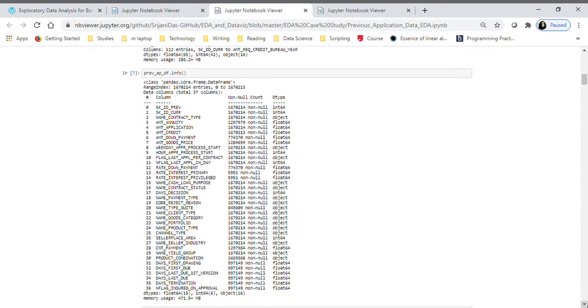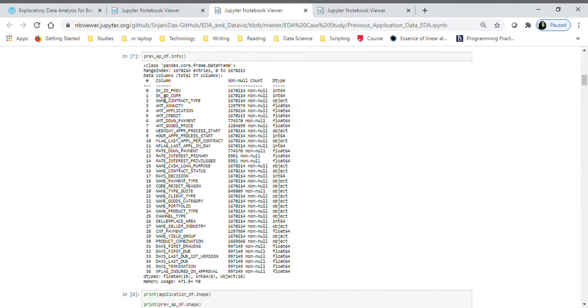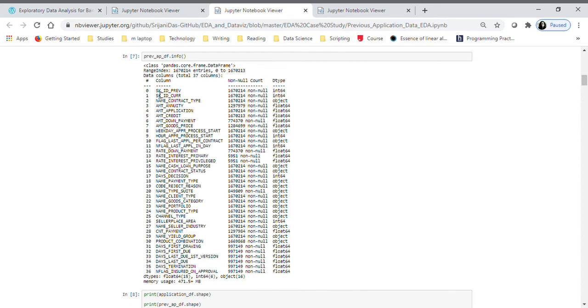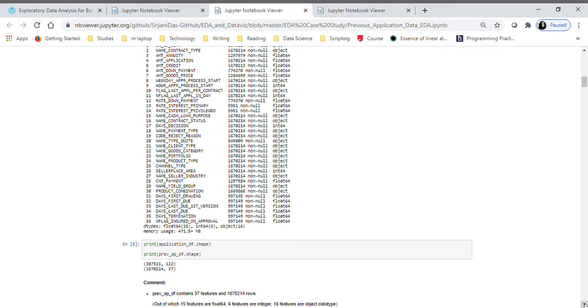Then I have also just printed the info, which gives the list of the features, and we could just have a look. SK_ID_PREV and SK_ID_CURR are the unique identifiers to identify the applicant, and there is name, contract type, amount, annuity, credit, application, whatnot. Then there is weekday, which I think is when the application was given, flag, there are some rates, and there are so many columns. And this was the first time I was doing very basic stuff, and I had never worked with such a big data set before.